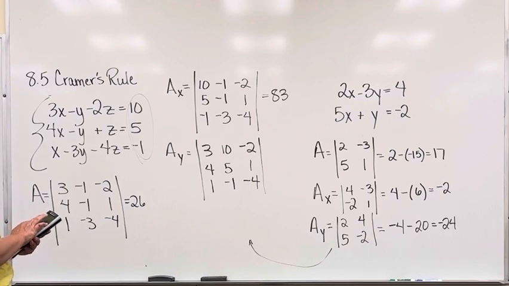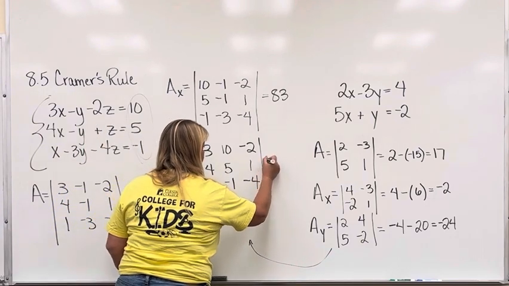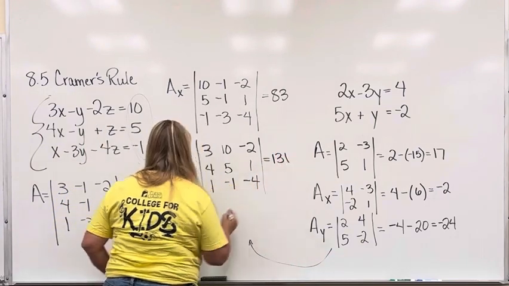Second quit. Okay, hopefully it's good because I got 131. Okay, so the determinant of this guy is 131.